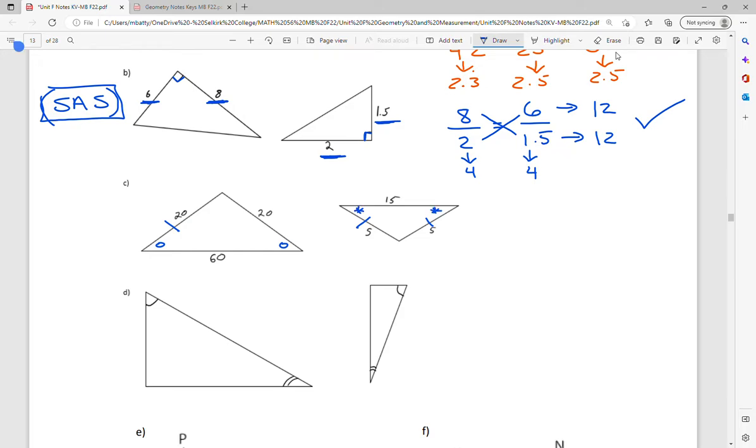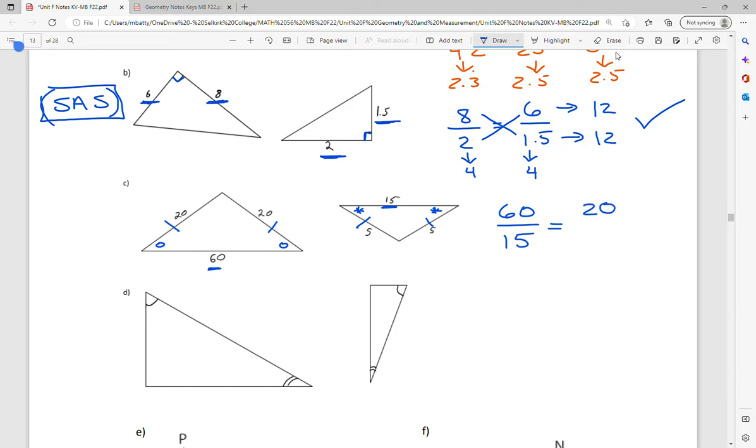But let's just double check. We don't have actual information about those angles, so let's just look at the sides. What we could hope to find is a side, side, side proof of similar triangles. So let's put the longer over the other longer, right? The longer on this one over the longest on that one. And then the others are the same.